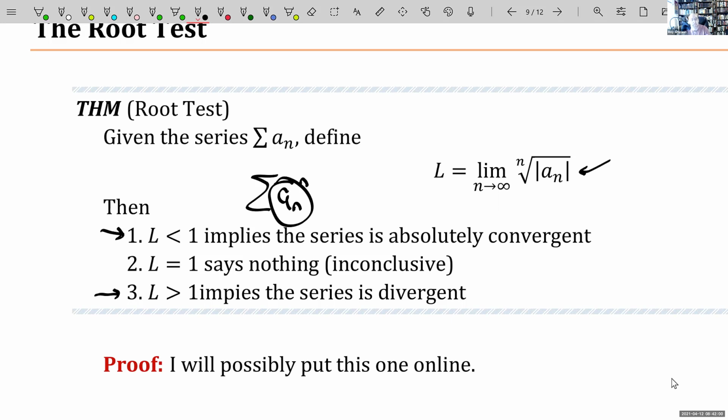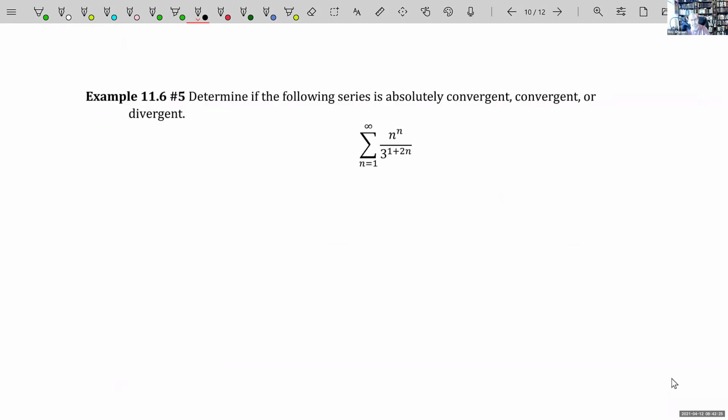So our limit being less than 1 implies that we have absolute convergence, that our series will converge. Because we're dealing with the absolute value of our sequence terms, it's absolutely convergent. And just like the ratio test, if that limit is 1, this implies nothing. We have to switch gears. It's a really easy test to use, so let's just see it in action. It's actually pretty entertaining.